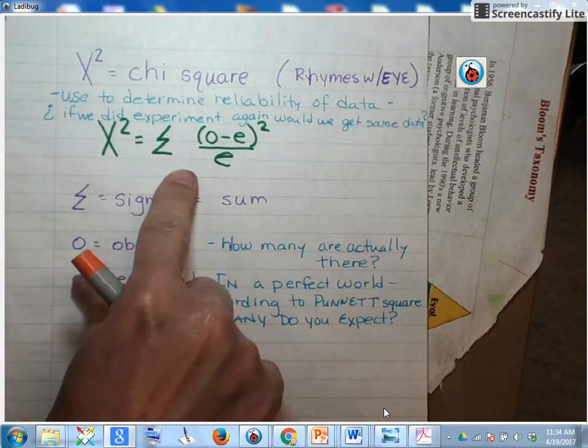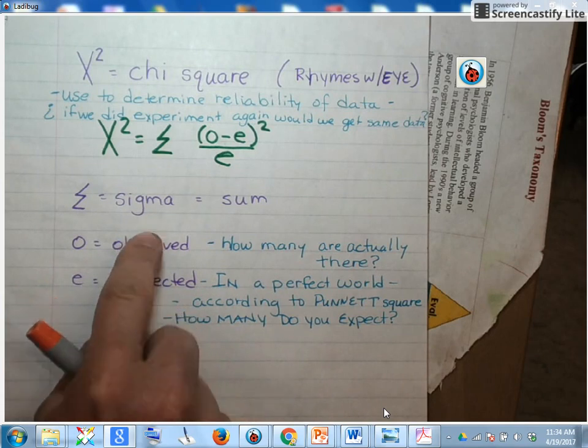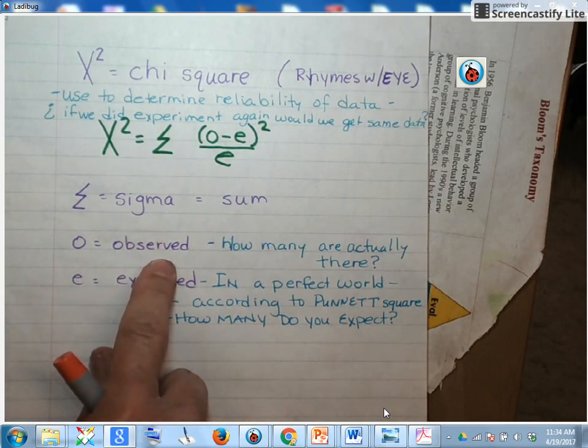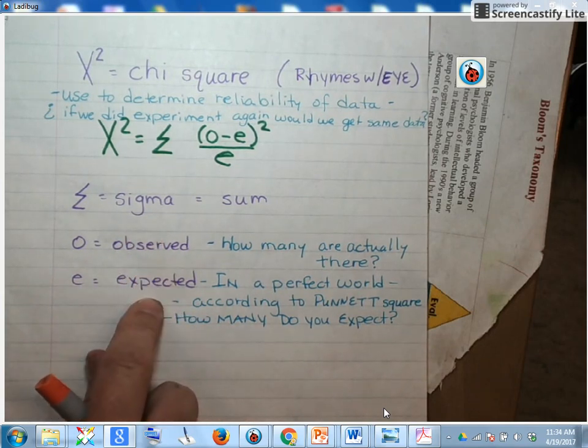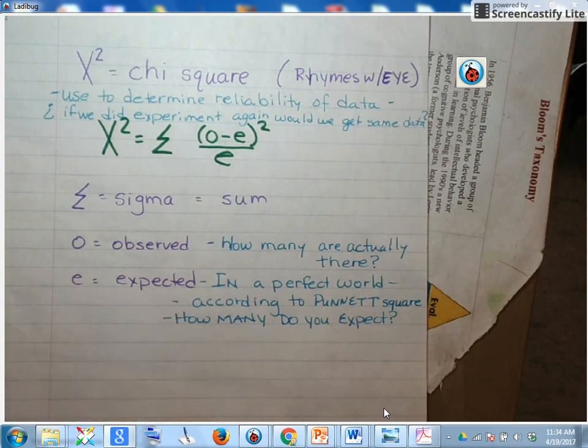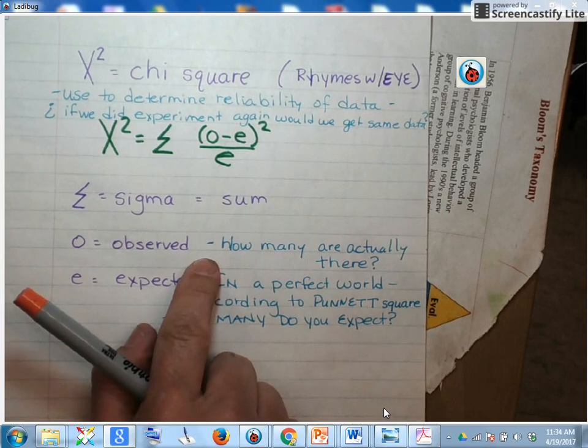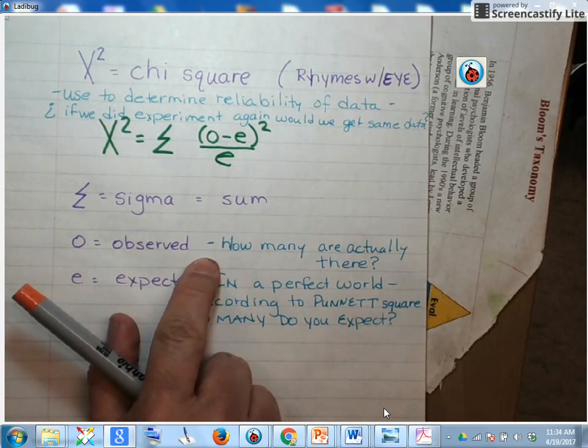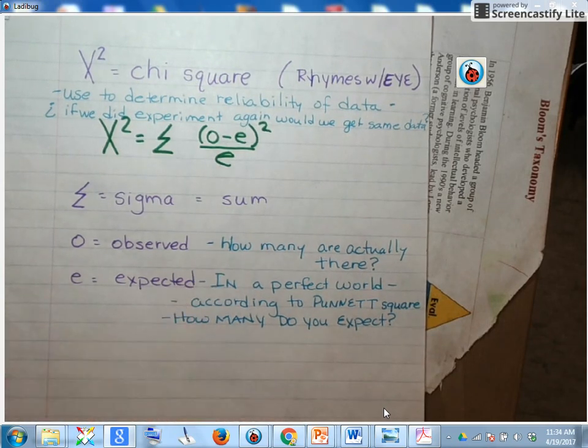The formula is sigma, the sum of the observed minus expected, squared, divided by expected. How many observed? How many are actually there? Minus how many did we expect? In a perfect world, if we expected half of them to be red-eyed, how many exactly is it? So that is your formula for chi-square.